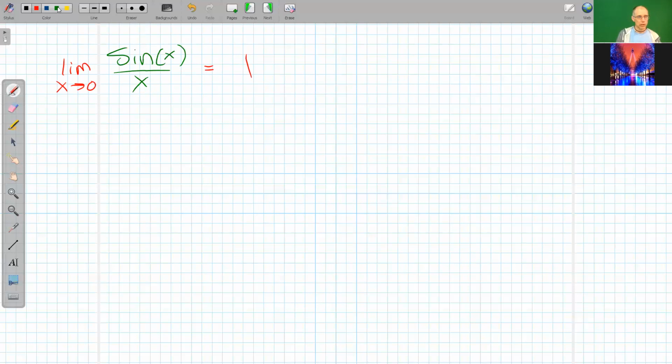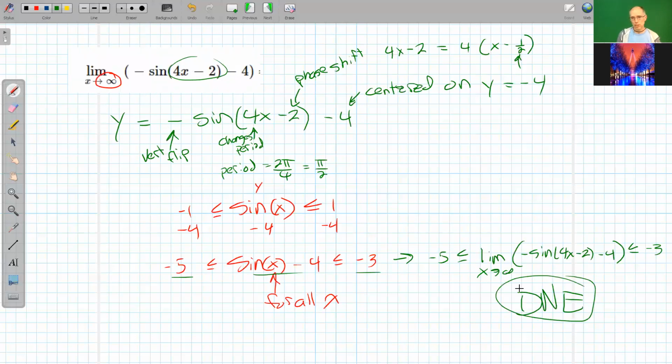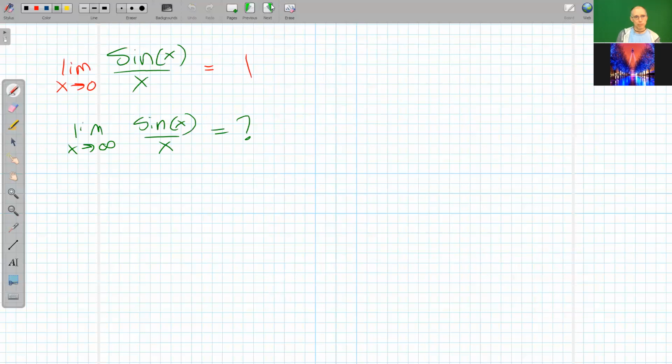So next we're going to take a look at, well, what if instead of approaching 0, we see what happens as x goes to infinity? So now I want to look at this one. I don't think we looked at this way back when. Sine of x over x. I want to know what's going on here. Is it like the previous problem where the limit doesn't exist because it gets to bounce around between these two numbers forever, or does something else happen?